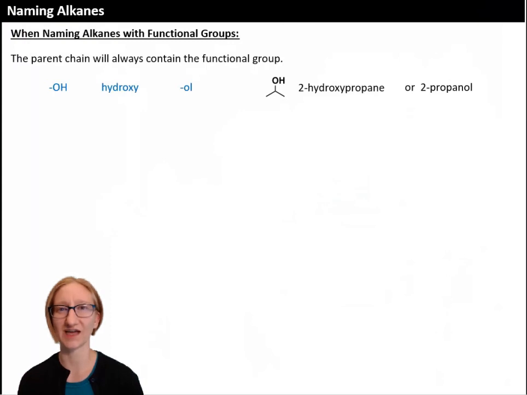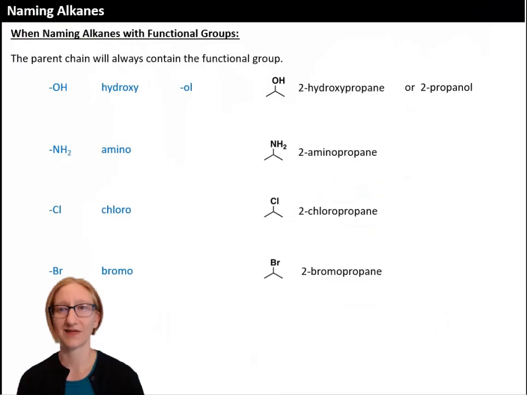In the first case, the hydroxy prefix indicates the alcohol in the 2 position, and in the second case, the -ol suffix indicates the alcohol in the 2 position. Most of the functional groups we'll see, though, will indicate by using a prefix, not a suffix. The amine functional group is named as an amino, so 2-aminopropane. And a halogen, like a chlorine or a bromine, is named as a chloro or bromo substituent, giving us 2-chloropropane and 2-bromopropane.